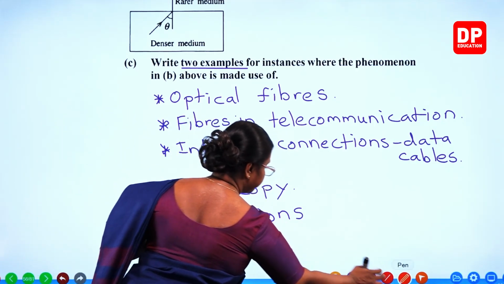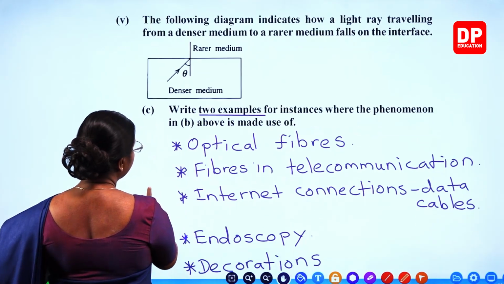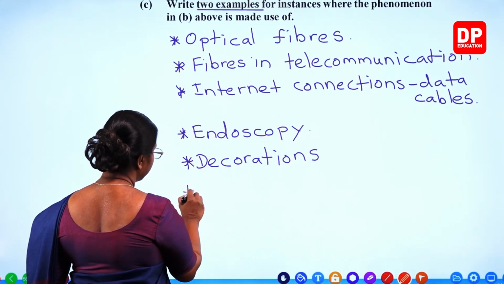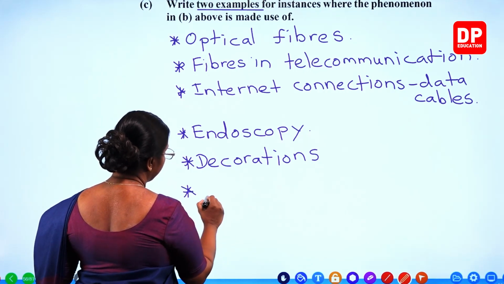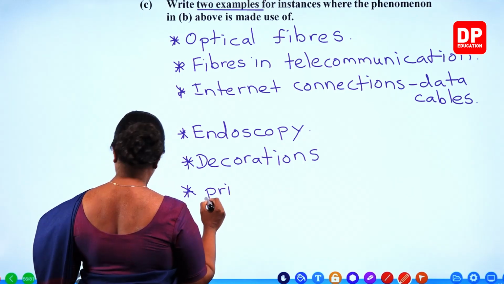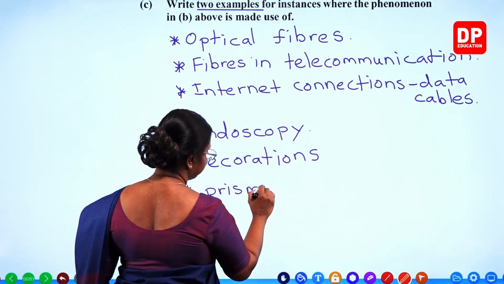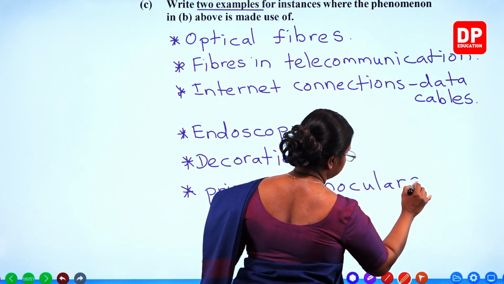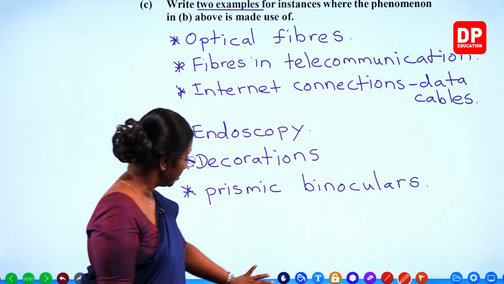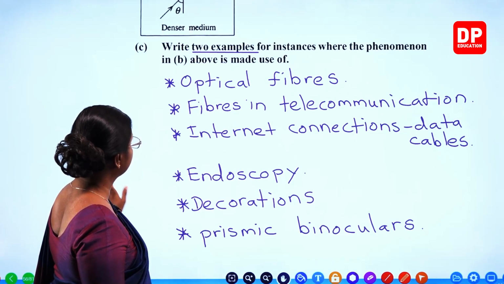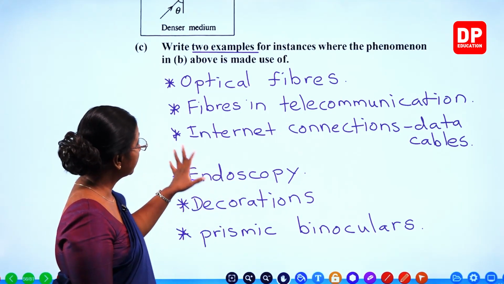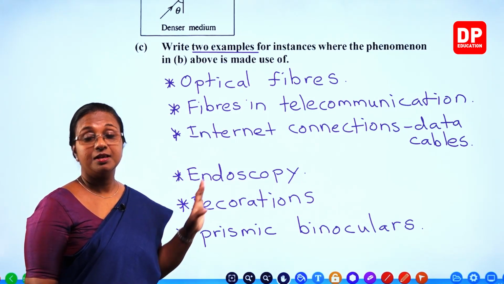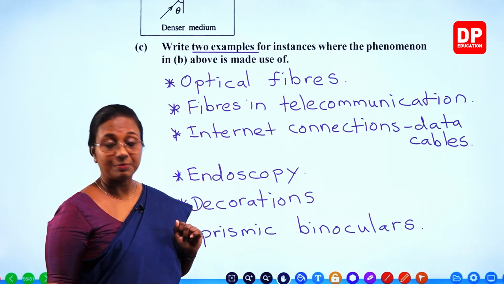So here we have to consider that as well. Total internal reflection in prismatic binoculars, or we can say prismatic binoculars. So in that also there is total internal reflection taking place. Is that okay, students? So those are the different examples. You need to write only 2 examples. With that, I will move on to the next part of the question.